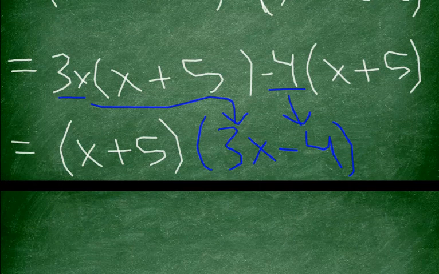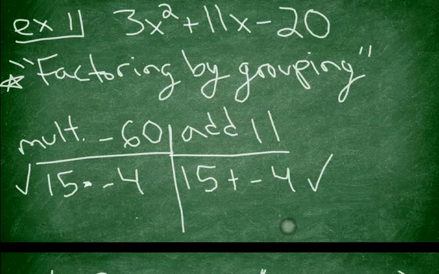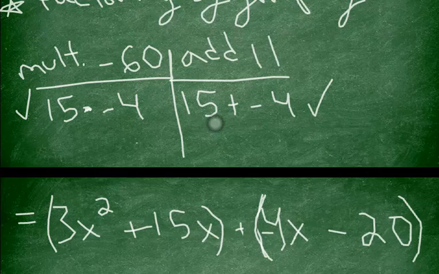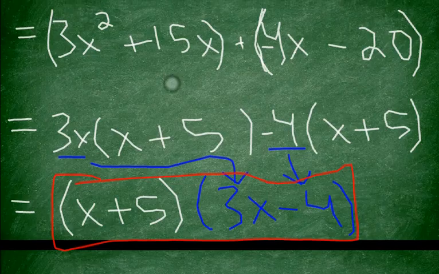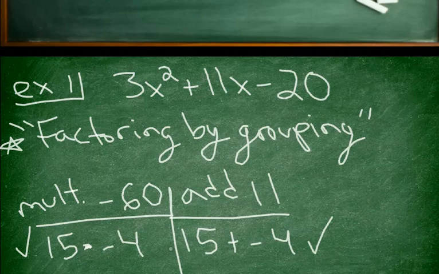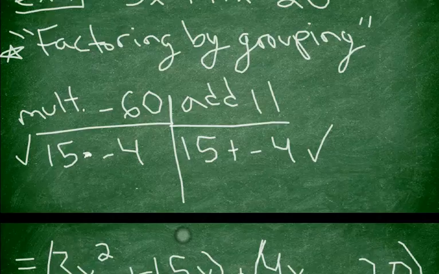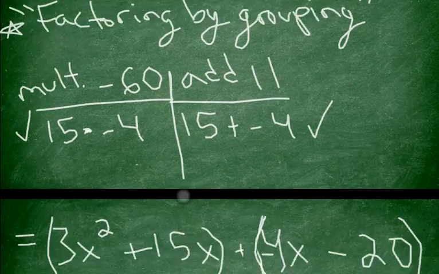And now if you look, if I multiply these two binomials, indeed I do get my original problem up here, right? So I have just factored a quadratic trinomial where the leading coefficient, this guy right here, was not 1, by using factoring by grouping, okay?